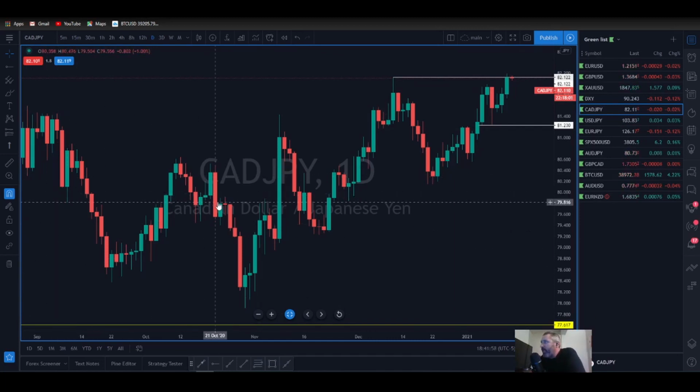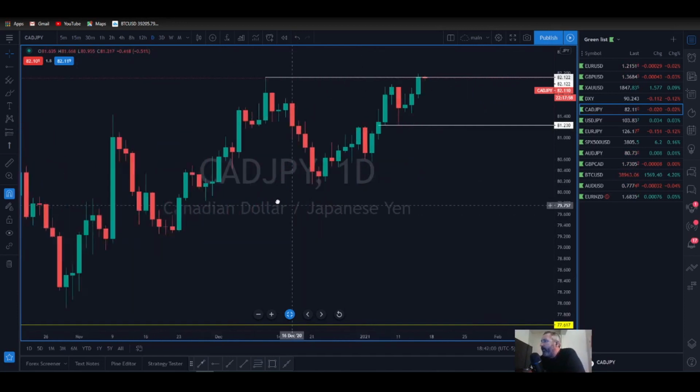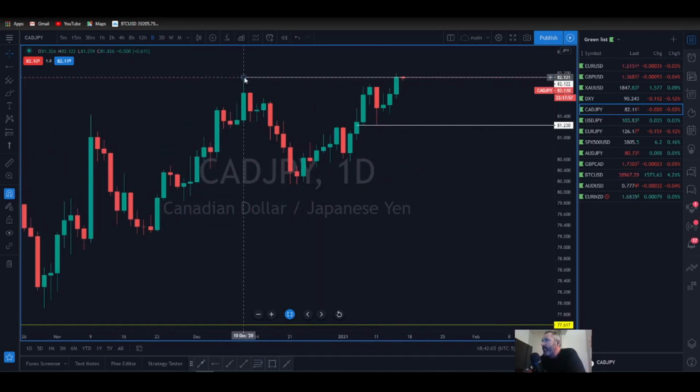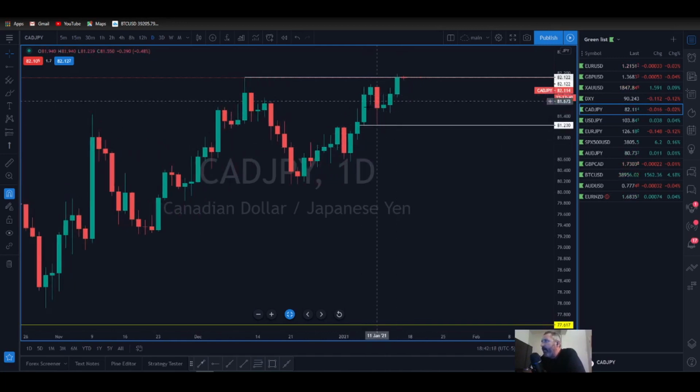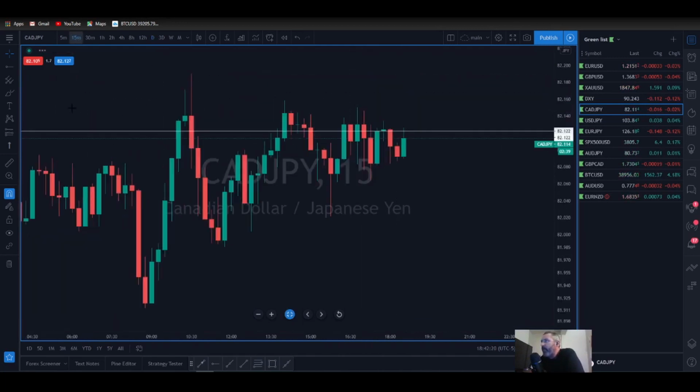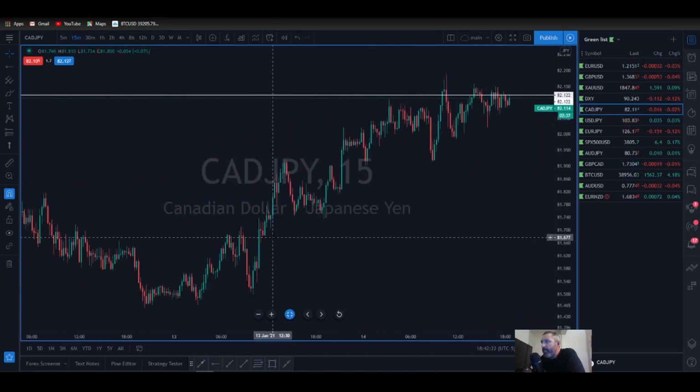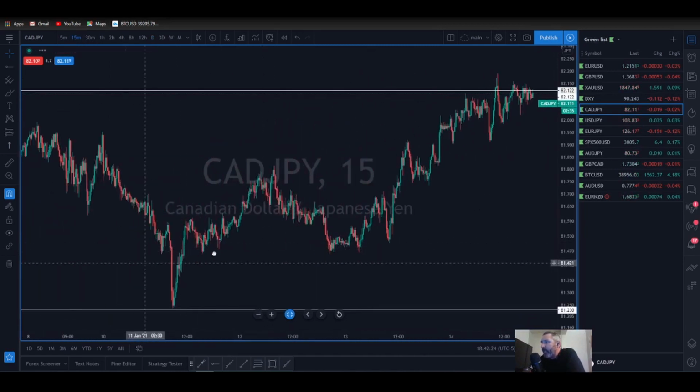Alright, what's up, guys? We're going to get started right here with CADJPY. In Sunday's video, I posted that we were going to be looking for this target right here, which is just the high of this candle to be taken out this week. Now, we did come down on the 11th and tagged this area. It was 81.230. Now, I'm going to go into a smaller time frame area so you can see where this thing found its support.